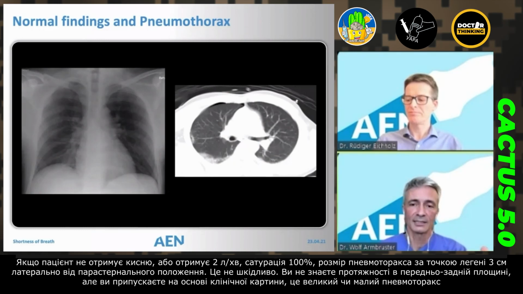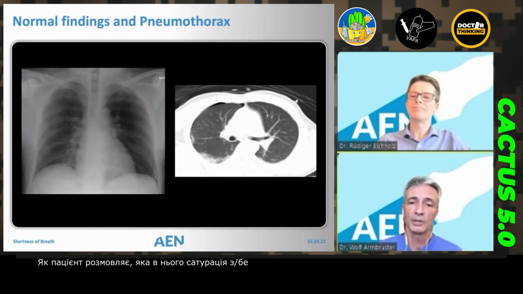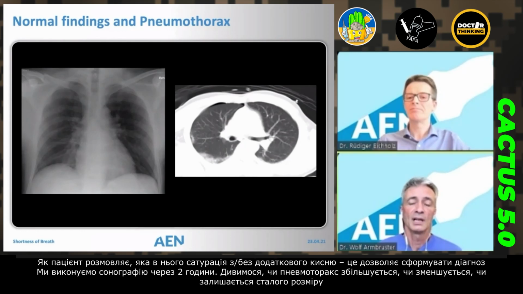So what you have to collect is the data of the patient. If he has no oxygen or 2 liters of oxygen and the saturation is about 100%, and the pneumothorax with a lung point is just 3 centimeters laterally from the parasternal position, that's not harmful. You don't really know the distension from anterior to posterior, but you have to assume by clinical thinking whether this might be a big or a small pneumothorax. The clinical appearance of the patient, how he talks, how he speaks, and how the saturation behaves with and without additional oxygen leads us to a diagnosis together with an ultrasound.